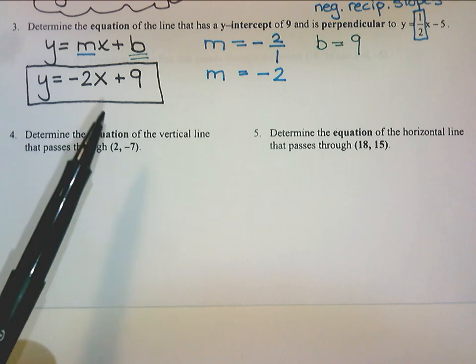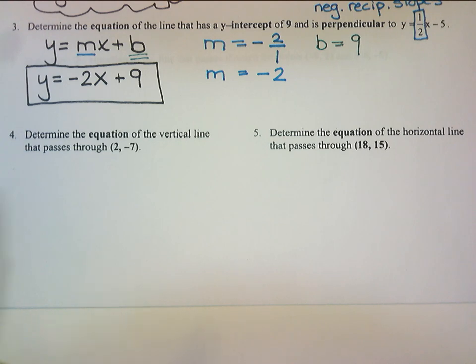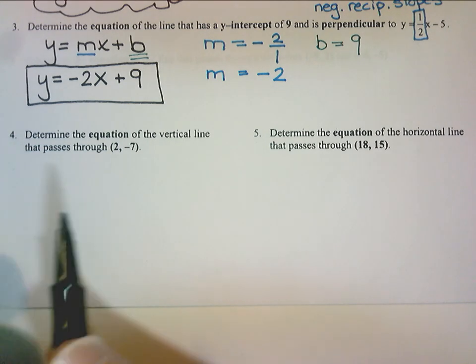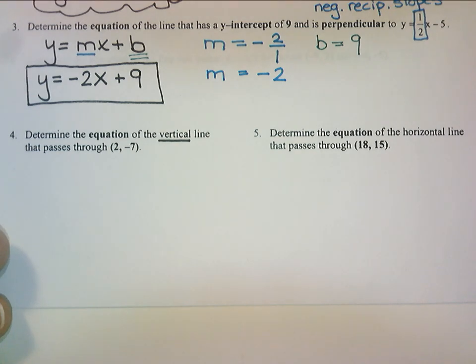Normally when I go to find the equation of a line, I do start with y equals mx plus b, which I did in the previous question, and then we find our slope and we find our y-intercept. When lines are vertical or horizontal, I do this a little bit differently. So when I see that word vertical, the first thing I do is I draw myself a little picture of what this line is going to look like.